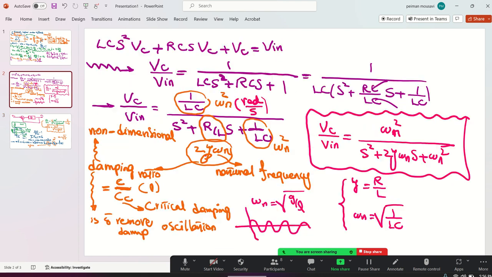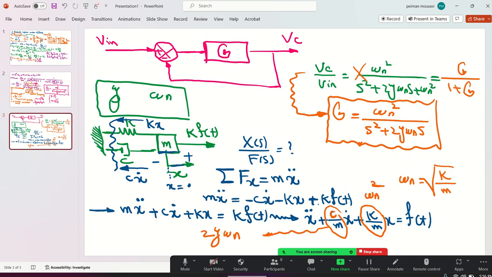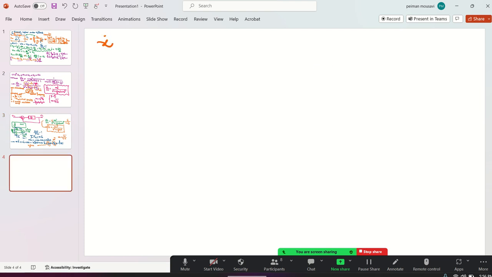It's very similar for the RLC circuit. Can I go to the next page and introduce you to zeta? Yes? Good. So, being said, you have x double dot plus 2 zeta omega n x dot plus omega n squared x equal to f of t.